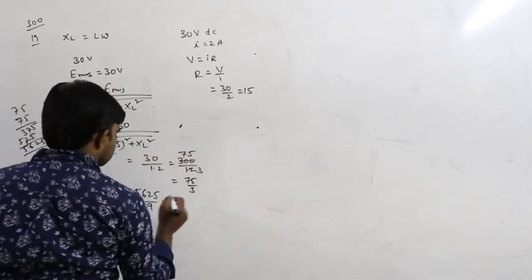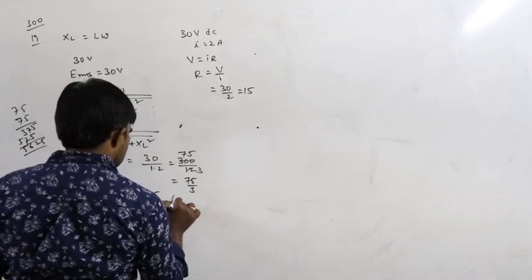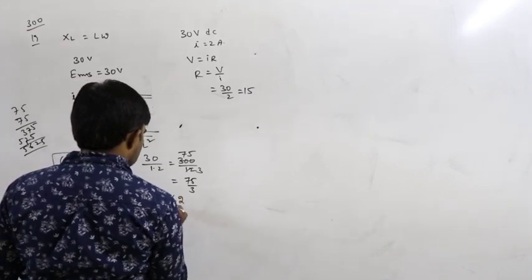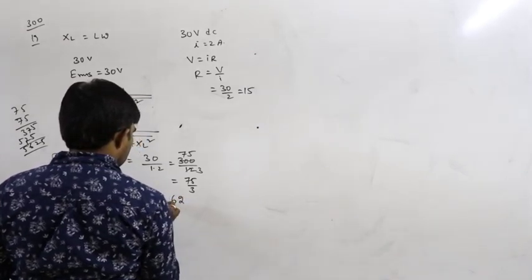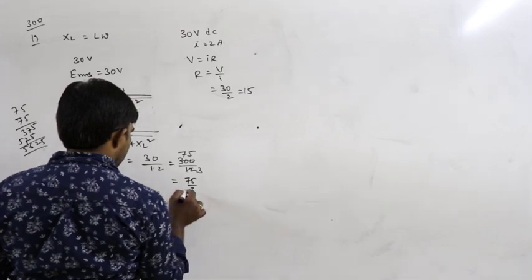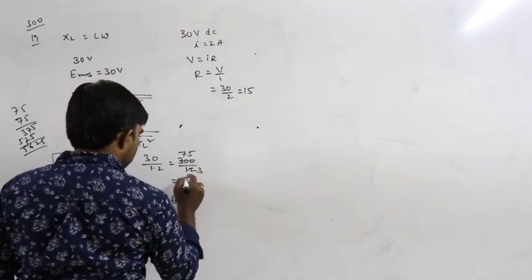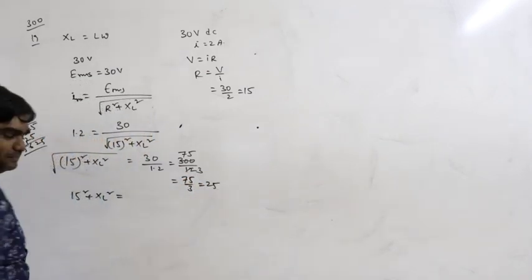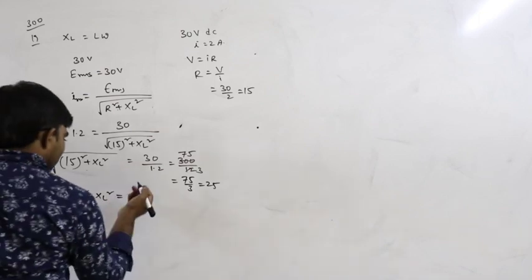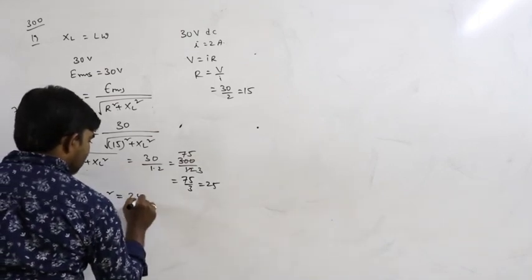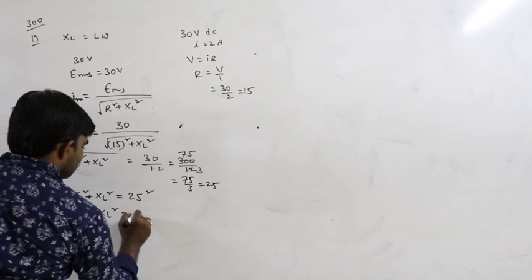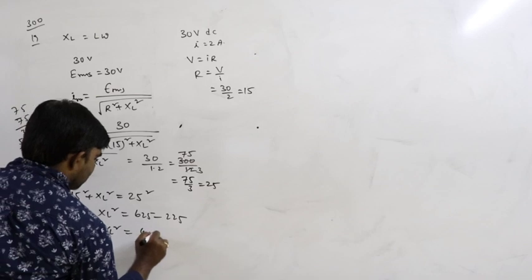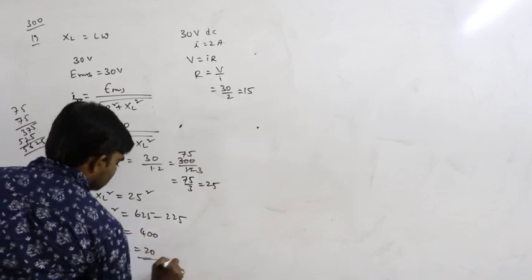5625 by 9, nearly, it is 625. So 15 square plus XL square is 25 square. XL square equals 625 minus 225. So XL square equals 400. XL equals 20.